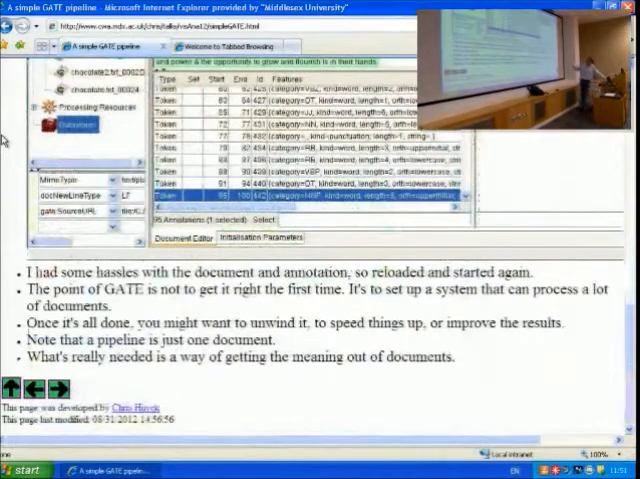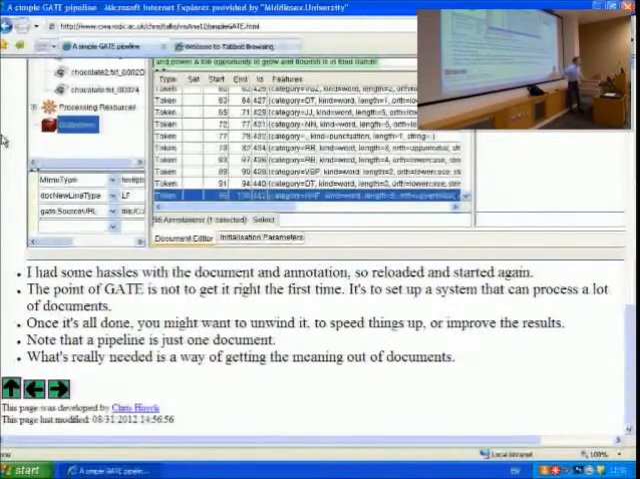I had some hassles with the document annotation, so I reloaded and started again. So I just turned GATE off, started up, and it worked fine. So you need your way of backing out, and that's what I did. The point of GATE is not to get it right the first time. It's to set up a system that can process a lot of documents. Once it's all done, you might want to unwind it to speed things up or improve the results. Unwind it. Take it out of GATE.